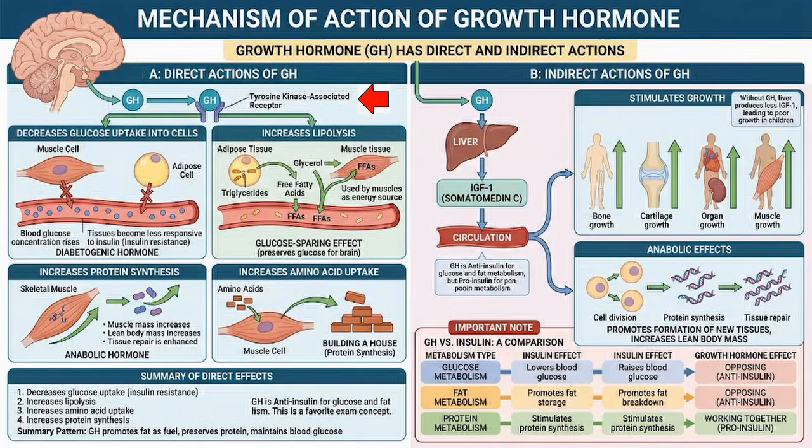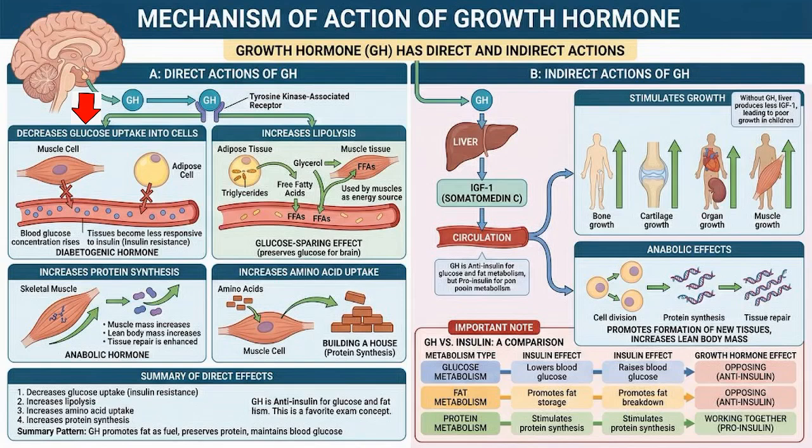This means GH binds directly to receptors on target tissues and immediately alters their metabolism without requiring another hormone. Let's discuss each effect. 1. Decreases glucose uptake into cells. One of GH's most important metabolic actions is reducing glucose uptake by muscle and fat cells.